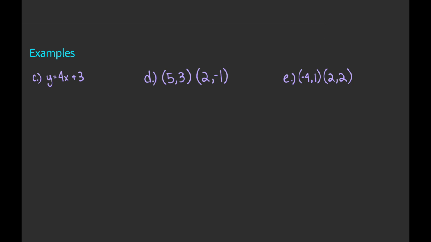So first we have to recognize what is the formula for this line. And we can see that this is the y equals mx plus b formula. And in this formula, the m is next to the x right here. So in y equals 4x plus 3, we can see that m equals 4.